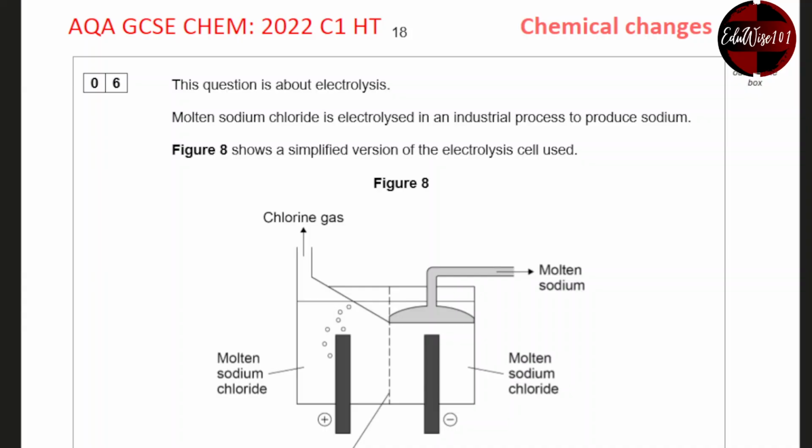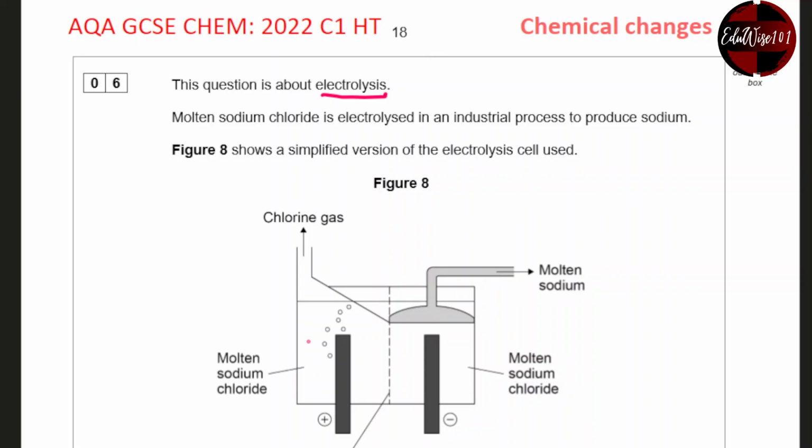Molten sodium chloride is electrolyzed in an industrial process to produce sodium. Now, the process of electrolysis is to break down ionic compounds using electricity. Lysis means to break down, electro means to use electricity. So figure 1 shows a simplified version of the electrolysis cell used.